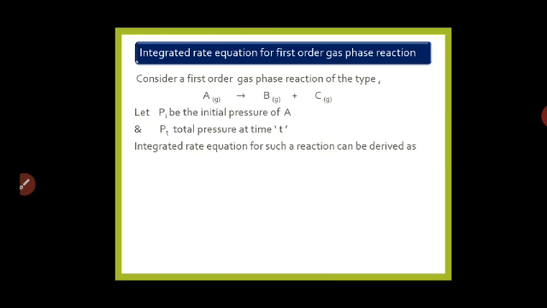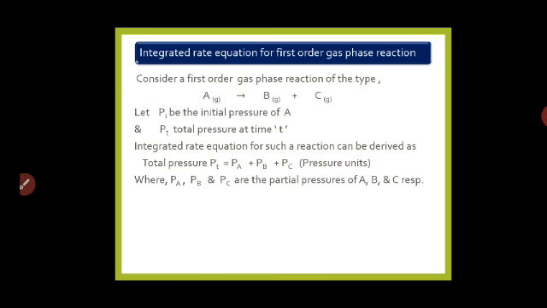Then for such a reaction, the integrated equation can be derived as follows. First of all, we take the total pressure Pt as Pa plus Pb plus Pc, that is the partial pressures of the individual gases. This is according to Dalton's law, which we have learned last year. Here Pa, Pb, Pc are the partial pressures of A, B and C respectively, in which A is the reactant, and B and C are products.